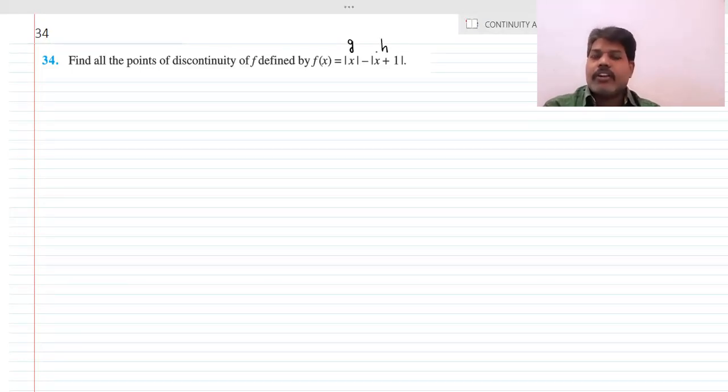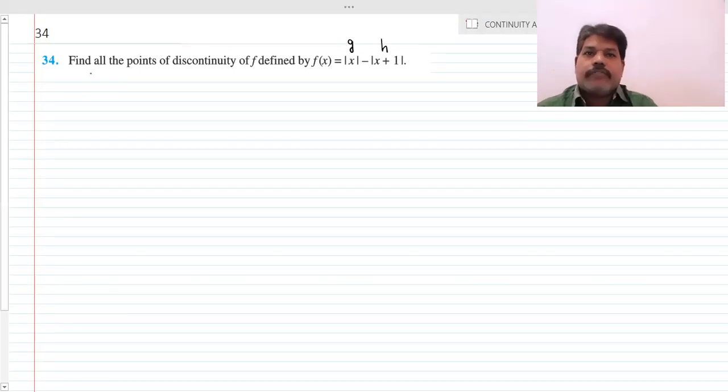Already I have given one theorem. What is that theorem, students? If g and h are continuous at x is equal to c, automatically g minus h is also continuous at x is equal to c. By using that theorem here, first I will prove that mod x is continuous, then I will prove that mod x plus 1 is also continuous, and then I will take g minus h, that is f of x, which is also a continuous function. Okay, so see that question, students.